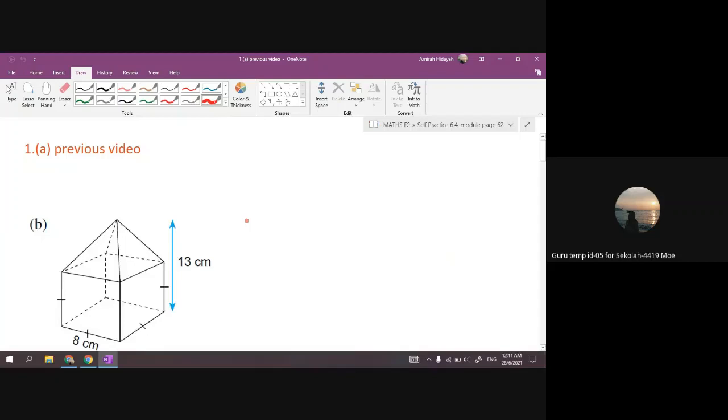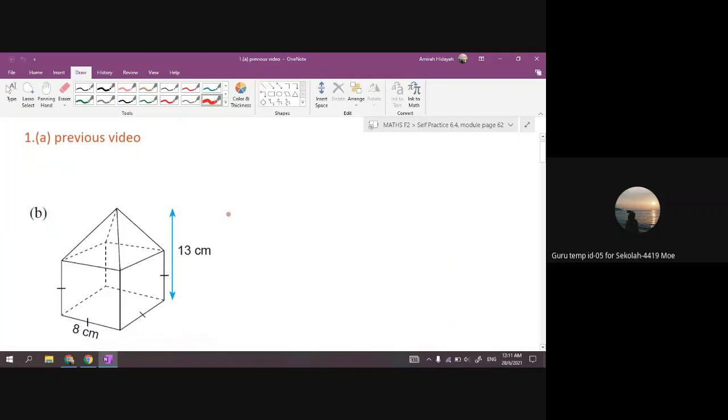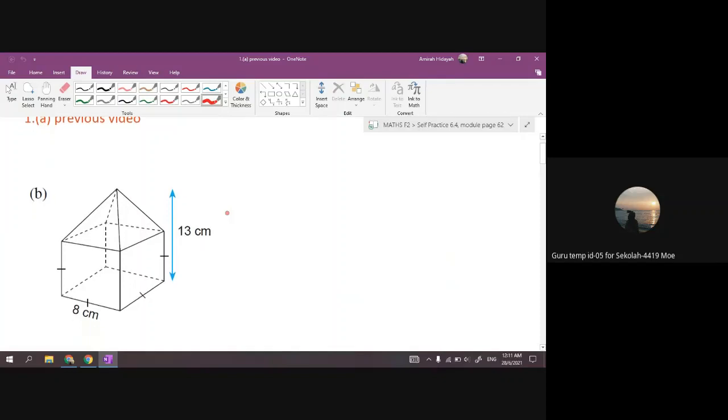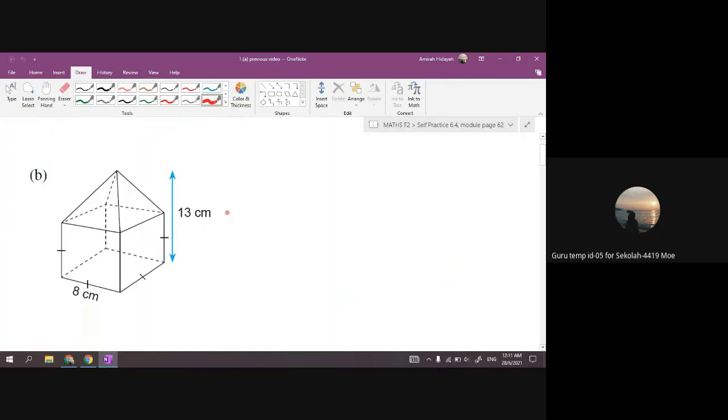6.4. For question 1A, I'm not going to show the solution because I already showed it in the previous video. You can check it in the previous video. So move on to 1B. For 1B, we need to find the volume of the whole object. Basically it is the combination of pyramid and cube, right? So, total volume.